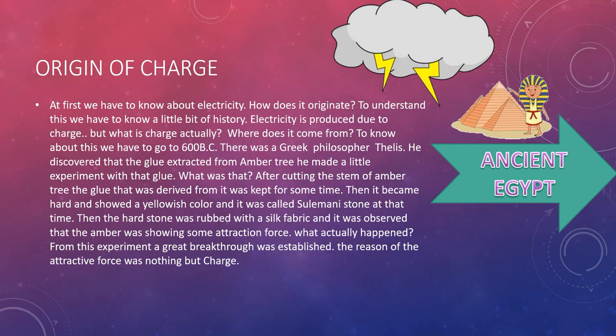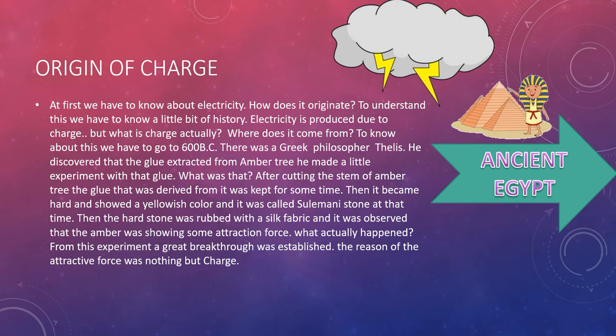Electricity is produced due to charge. But what is charge actually? Where does it come from? To know about this, we have to go to 600 BC. There was a Greek philosopher Thales who discovered that the glue extracted from amber tree. He made a little experiment with the glue.